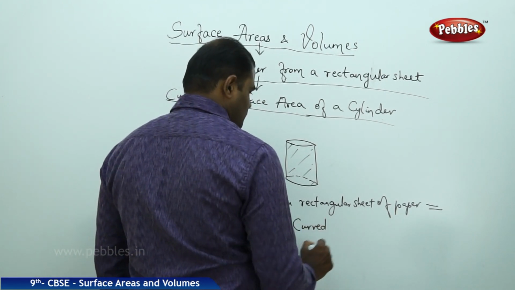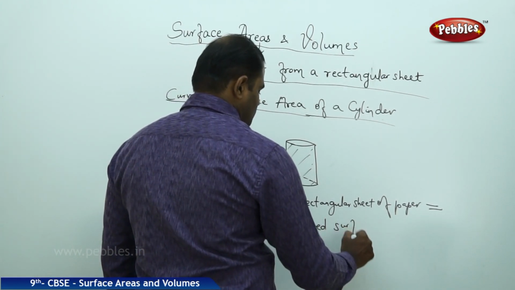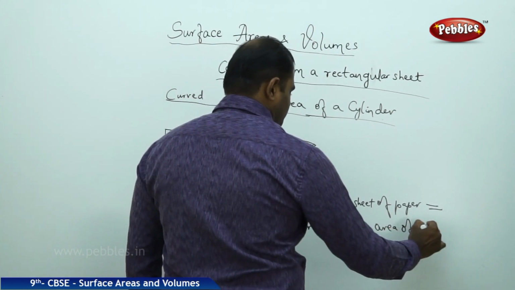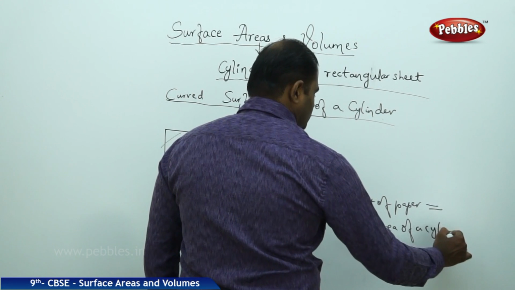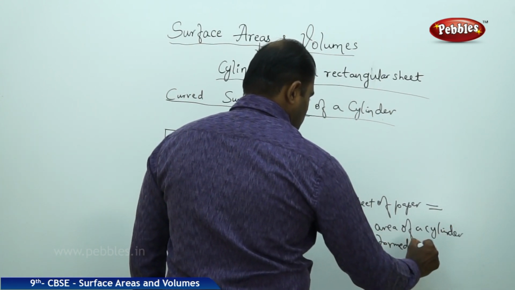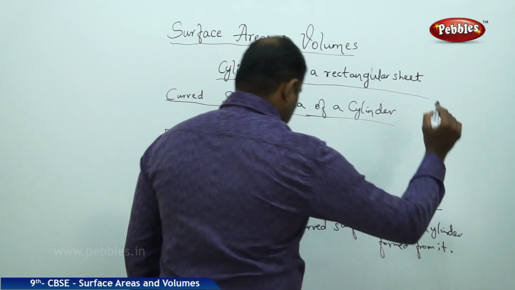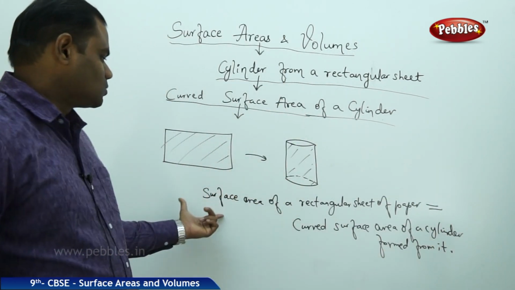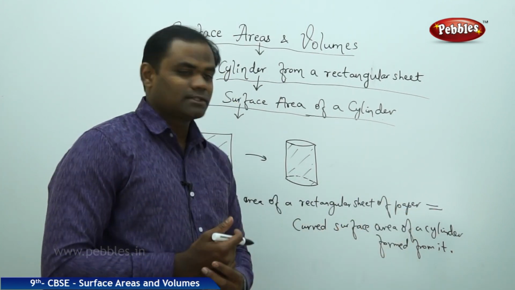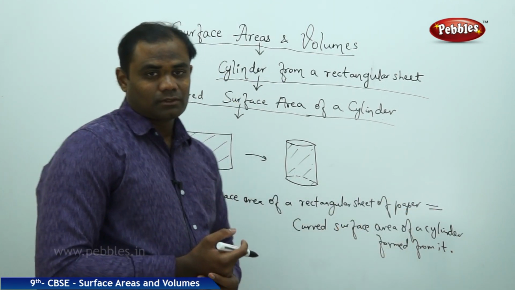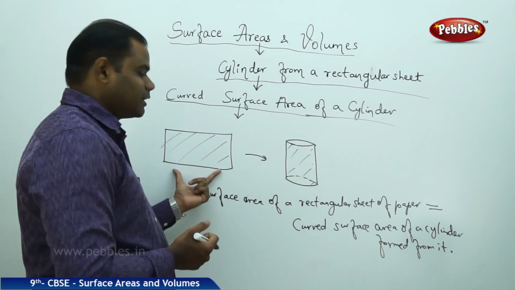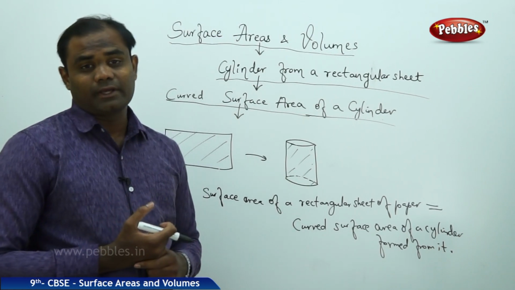Curved surface area of a cylinder formed from it. So this cylinder is formed from it. So the surface area of a rectangular sheet of paper is nothing but the curved surface area of a cylinder. So when we want to find the curved surface area of a cylinder, we connect that with the area of a rectangle.